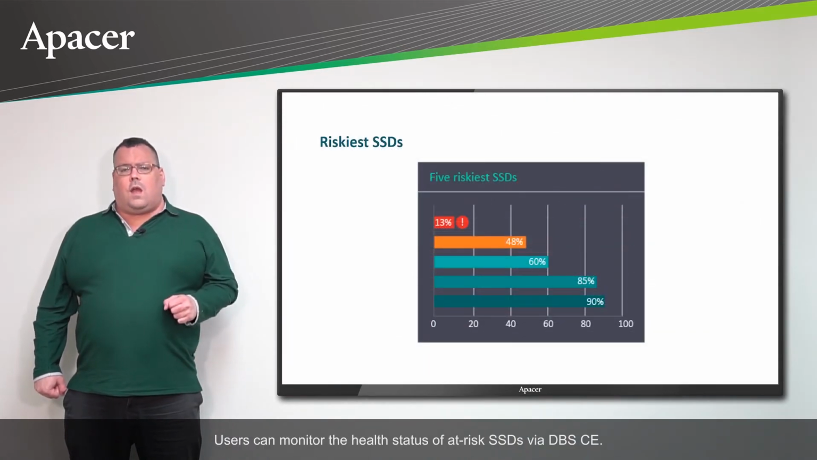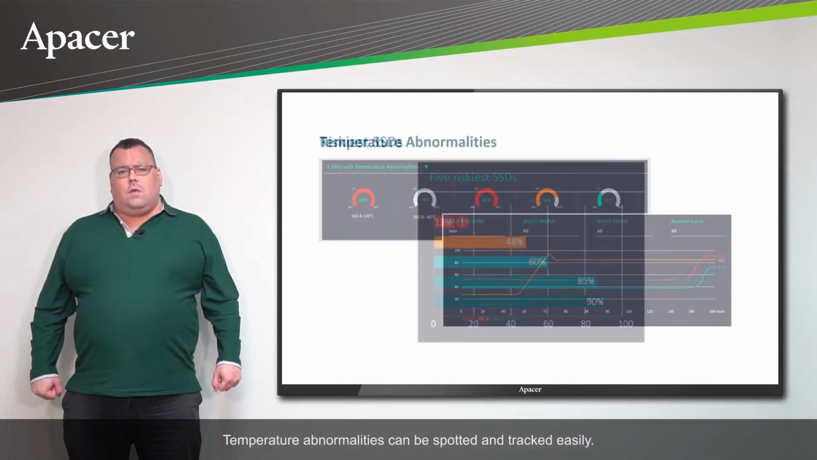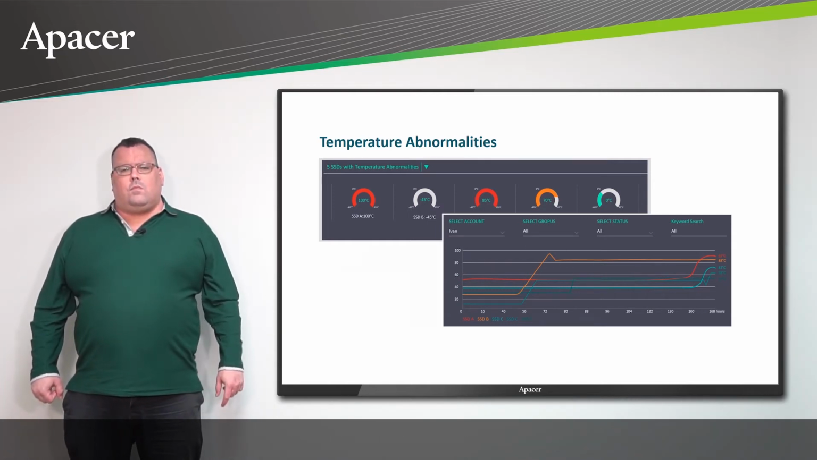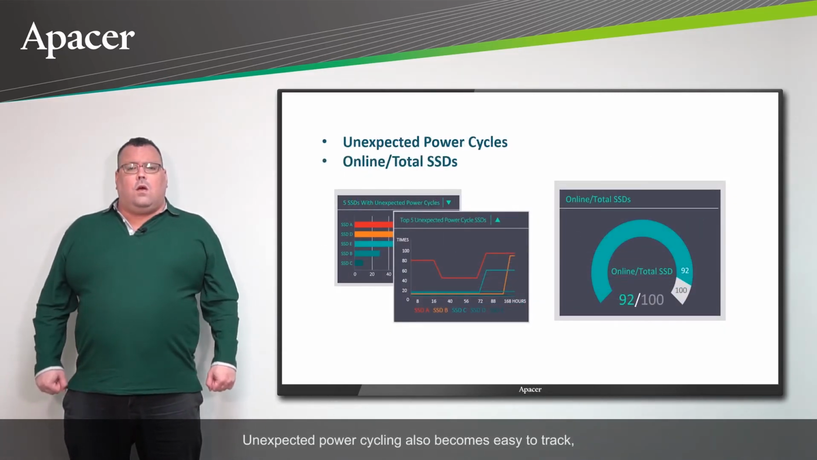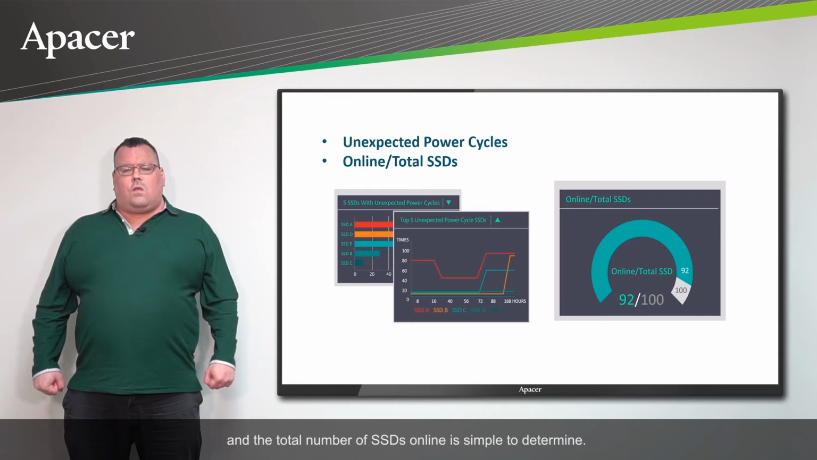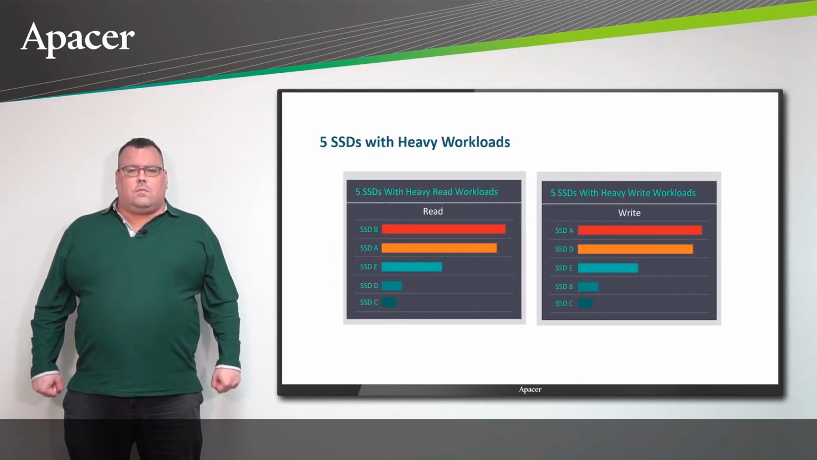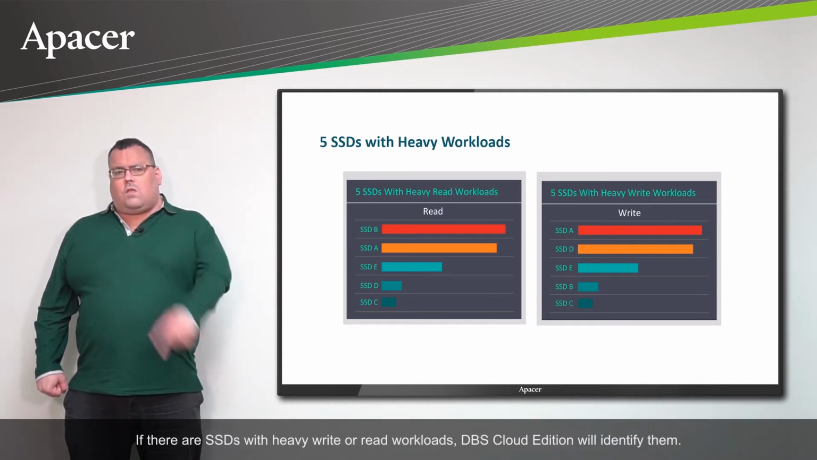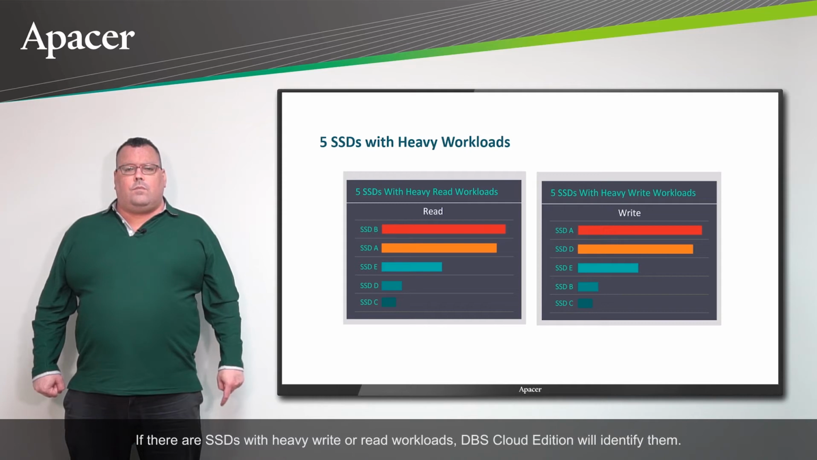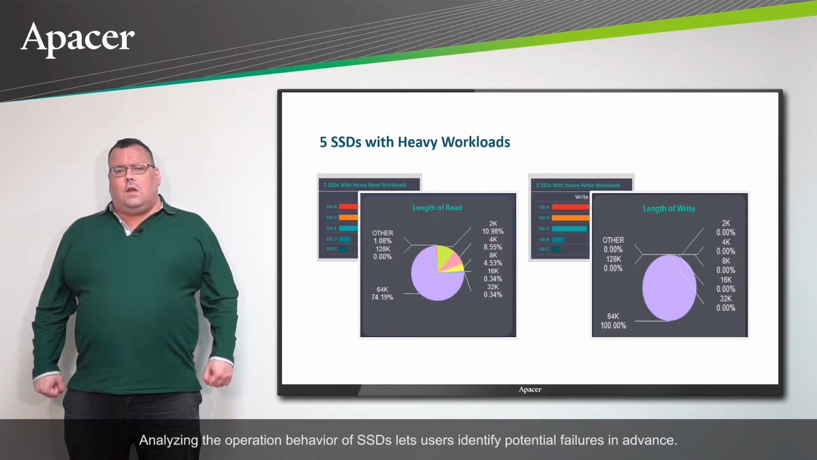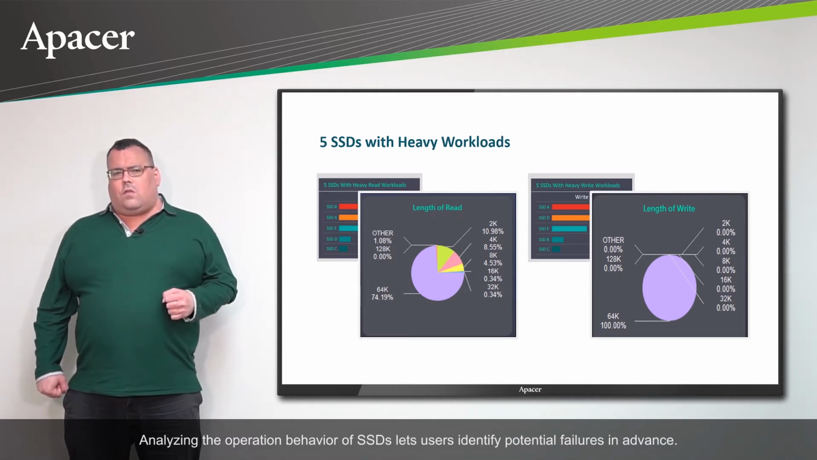Users can monitor the health status of at-risk SSDs via DBS CE. Temperature abnormalities can be spotted and tracked easily. Unexpected power cycling also becomes easy to track, and the total number of SSDs online is simple to determine. If there are SSDs with heavy write or read workloads, DBS Cloud Edition will identify them. Analyzing the operation behavior of SSDs lets users identify potential failures in advance.